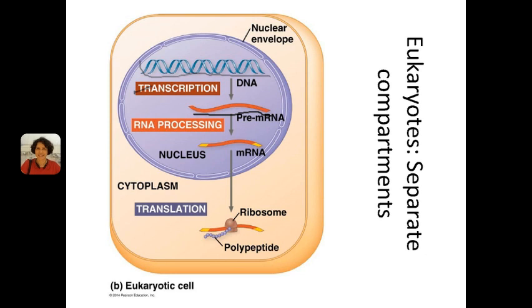That pre-mRNA is going to go through the process of RNA processing, and RNA processing is going to give us a mature messenger RNA. That messenger RNA, that mRNA, is going to be taken out of the nucleus into the cytoplasm, and there it's going to be translated by a ribosome, and that ribosome is going to give rise to a polypeptide chain. So the process of translation is happening in the cytoplasm outside of the nucleus.